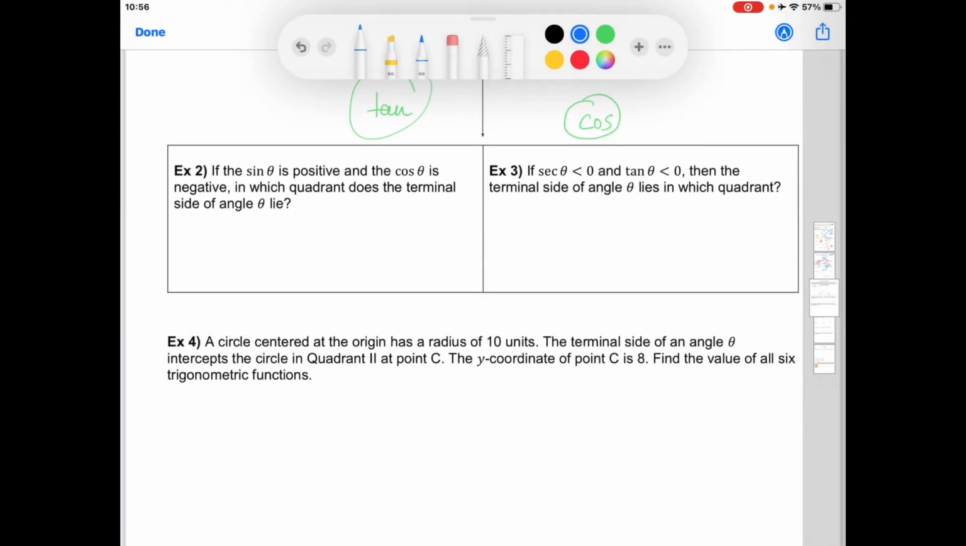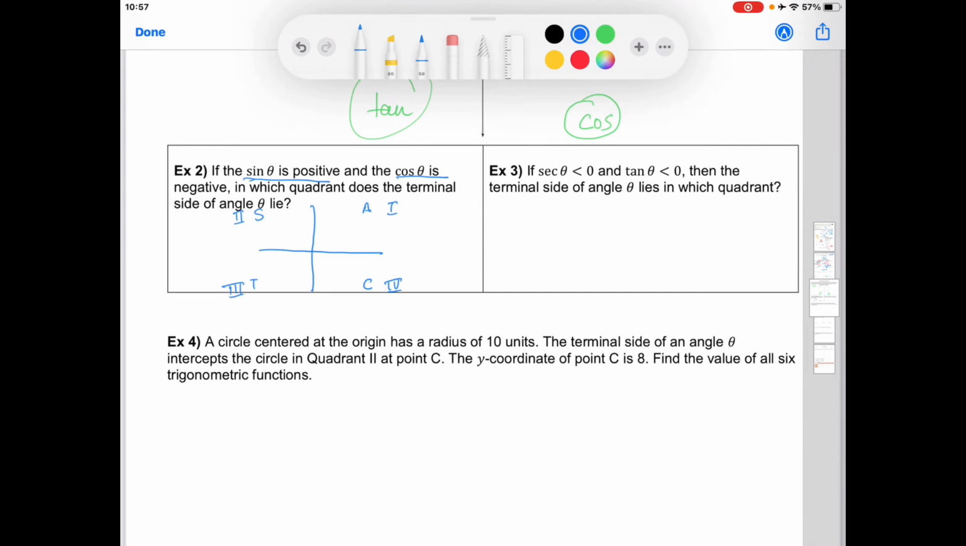Example 2. It says if the sine theta is positive and the cosine theta is negative, in which quadrant does the terminal side of angle theta lie? Okay, so whenever you're given more than one criteria, and we're given two criteria here, we're talking about sine and cosine functions, and we want to find out what quadrant we will be in. So you're going to take one thing at a time. Always draw your coordinate plane, write your ASTC, and even if you're good with your quadrants for initial times, I would say write them out so that you know which quadrant we're talking about. And take one thing at a time.